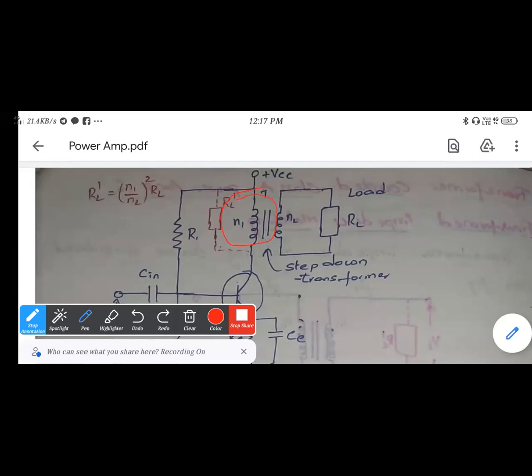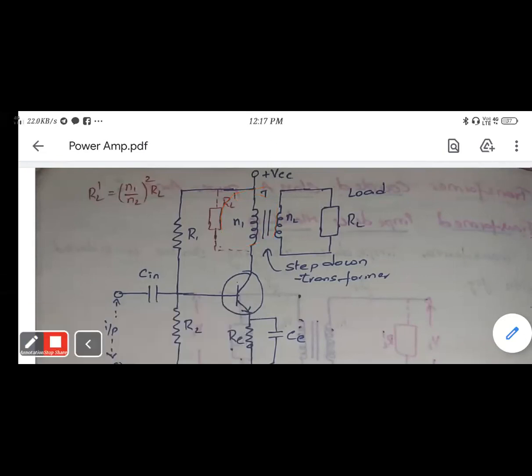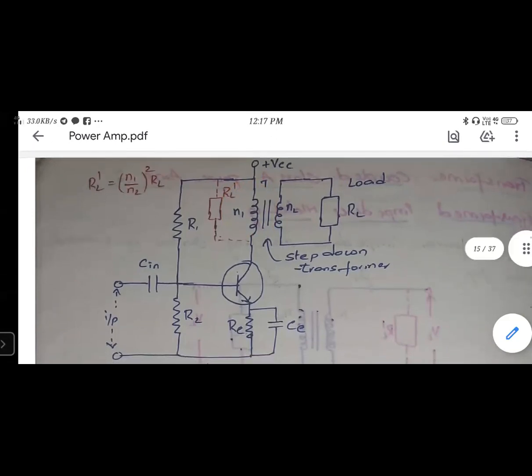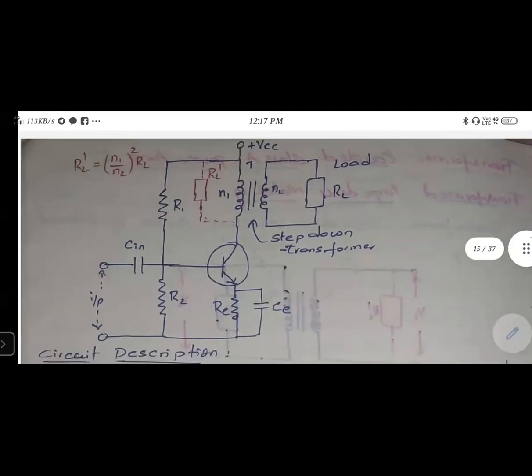Now, whatever voltage is induced in the primary N1 of the transformer will be transformed to N2 without any losses. With this we know there is no impedance mismatch, and similarly there is no loss in power. The effective load impedance RL dash equals (N1 by N2) square times RL. The circuit we are using here is a step down transformer. The transformer is T, the turns ratio is indicated as N1 and N2, the load resistance is RL, and the remaining part is the same.